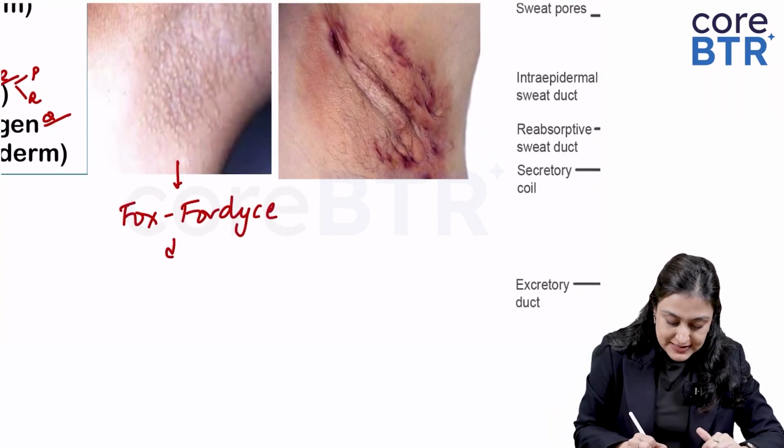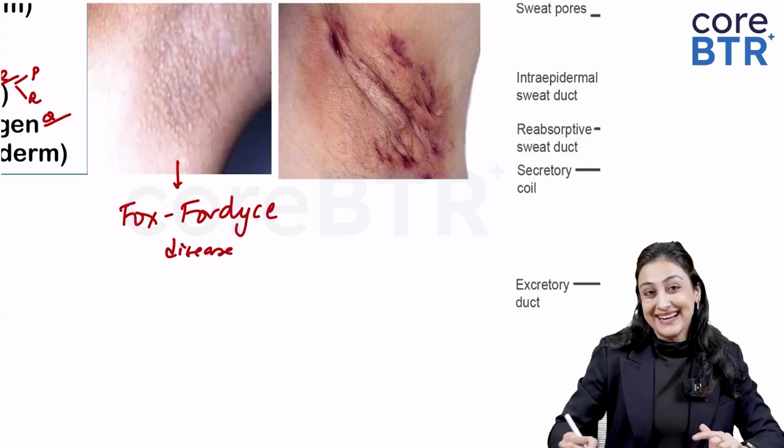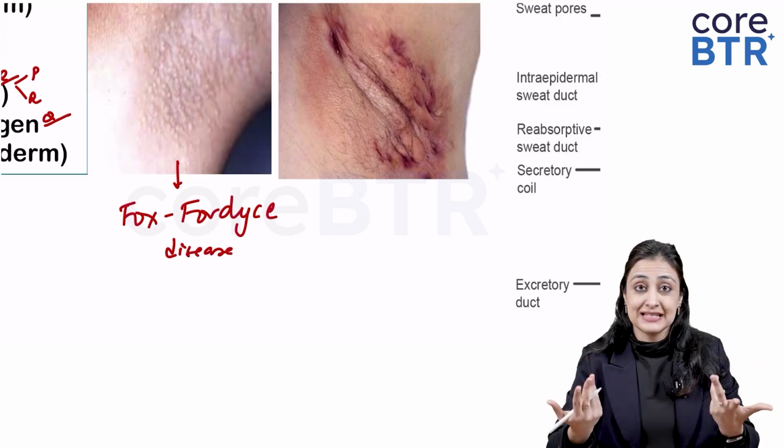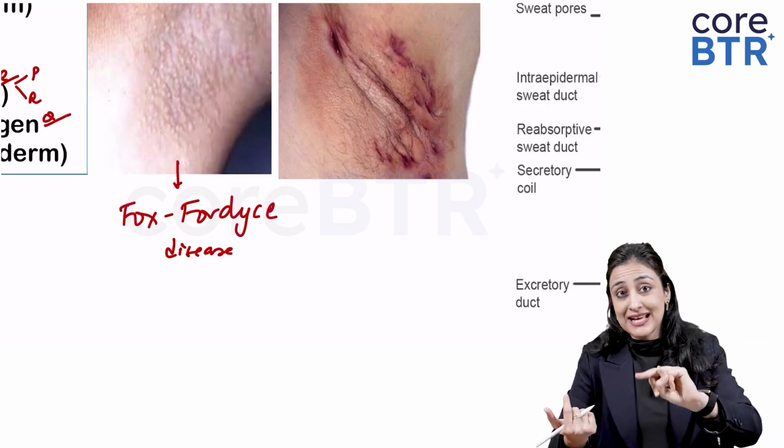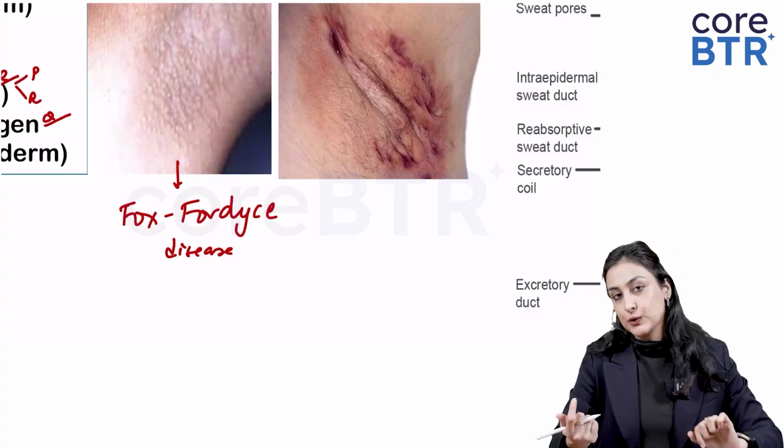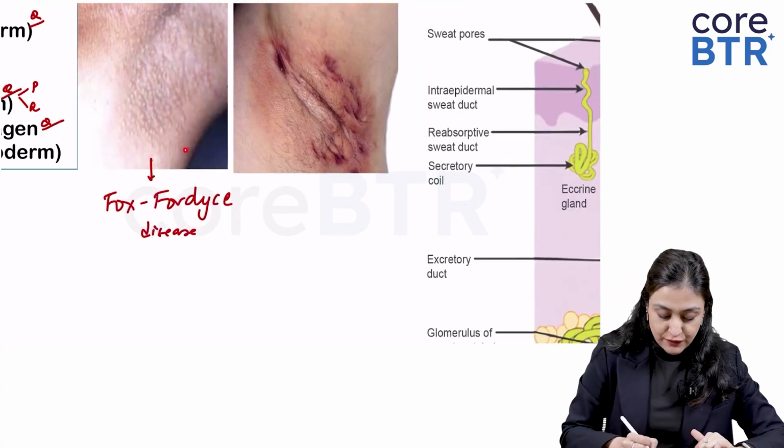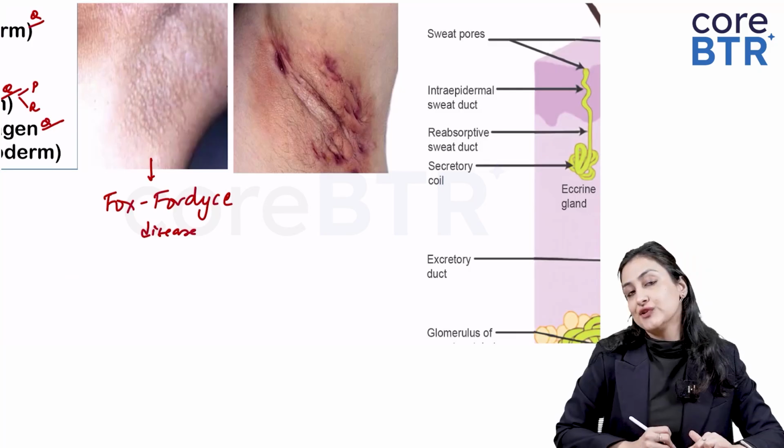Fox Fordyce disease, we have two axilla, right? So how not to confuse? Axilla are two. So Fox Fordyce, two; Fordyce, one lip. Okay, so this is Fox Fordyce disease, obstruction of the apocrine gland.